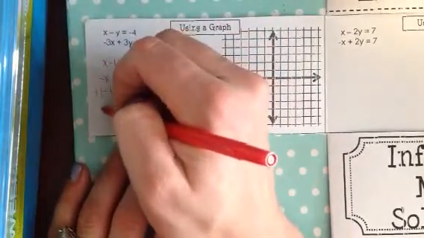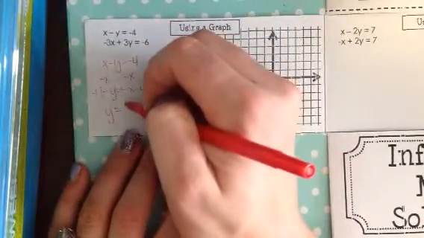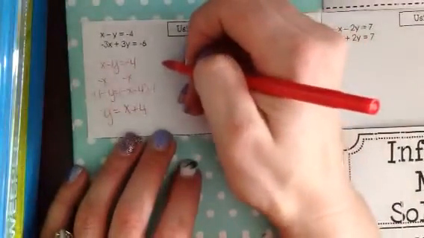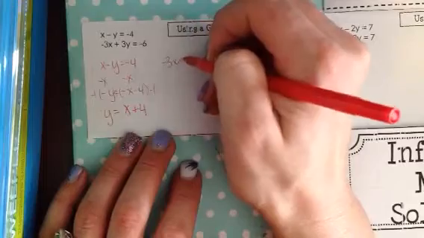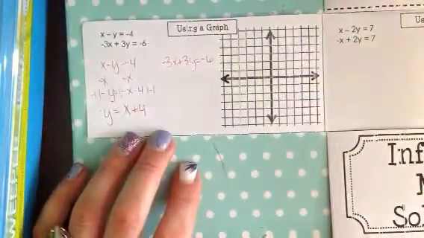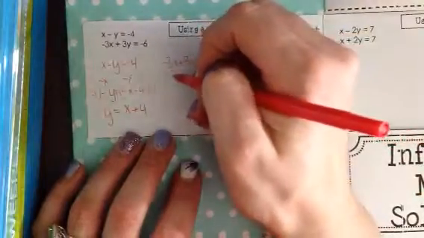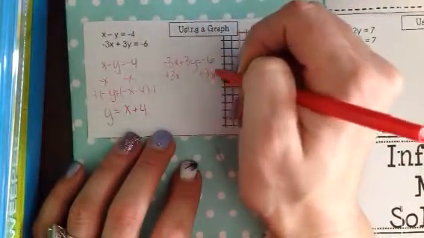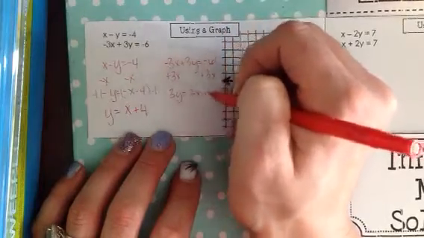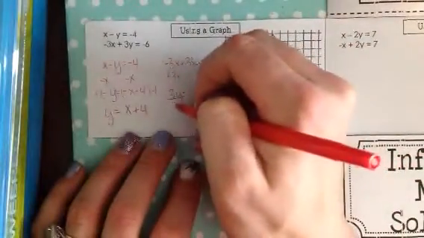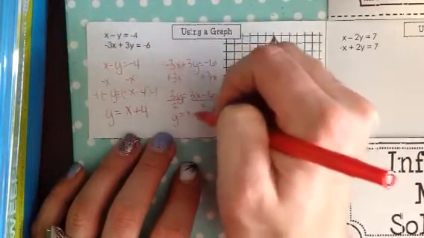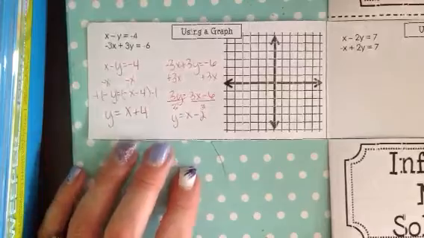And I get positive y equals positive x plus 4. My second equation, negative 3x plus 3y equals negative 6. I add 3x to both sides. I get 3y equals 3x minus 6. Divide both sides by 3. Y equals x minus 2.